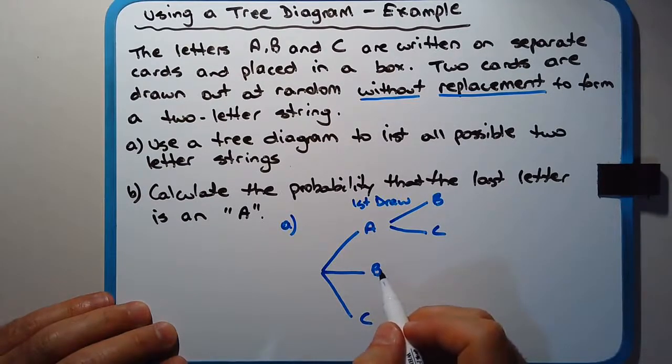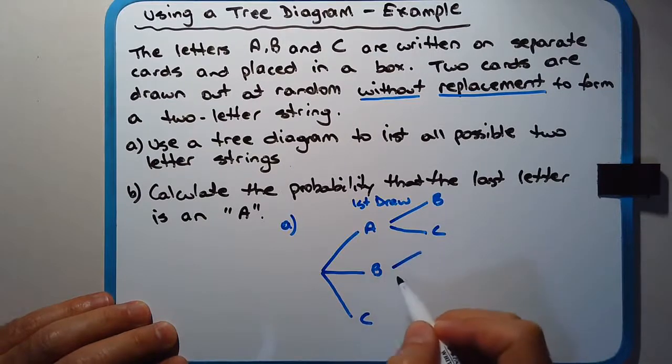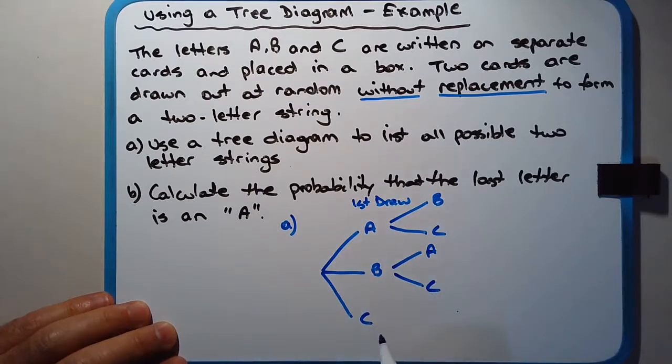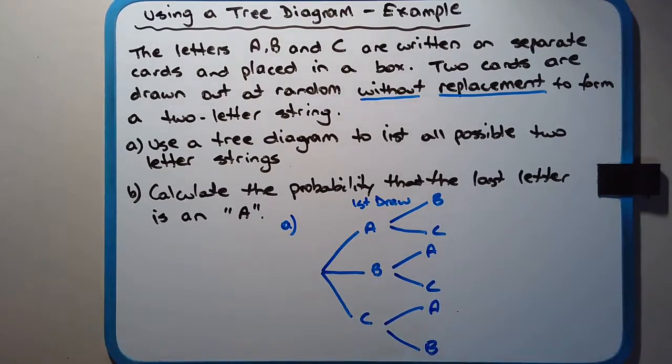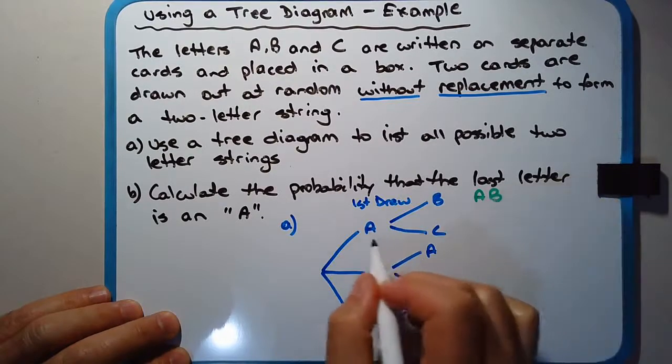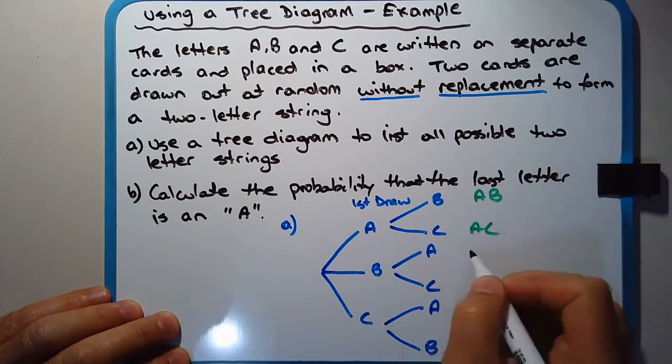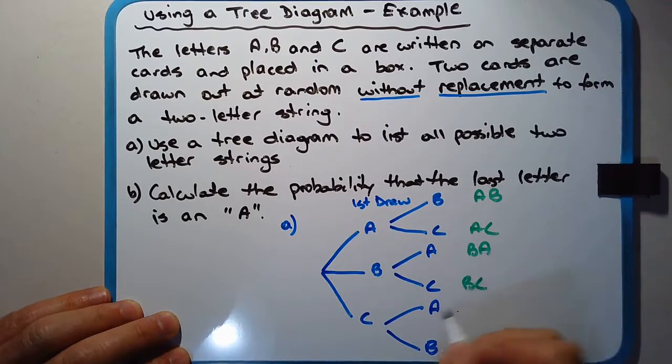If on our first draw we've drawn out a B, that means we've got the letter A left and we've got the letter C left. And on the first draw, if we've drawn out a C, we've got left in the box the letter A and the letter B. Now we can use our tree diagram to list the sample space. So that's all the possibilities that are possible with this experiment. So we've got AB, AC, BA, BC, CA, and CB.